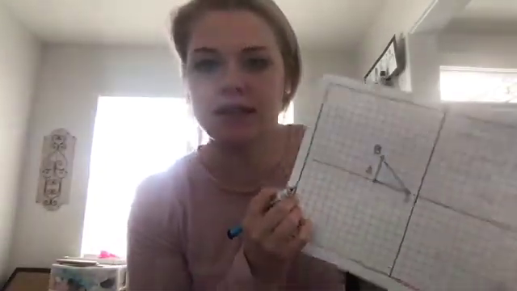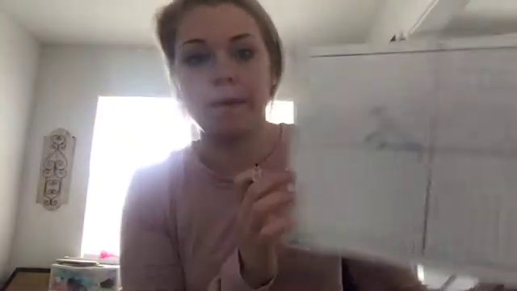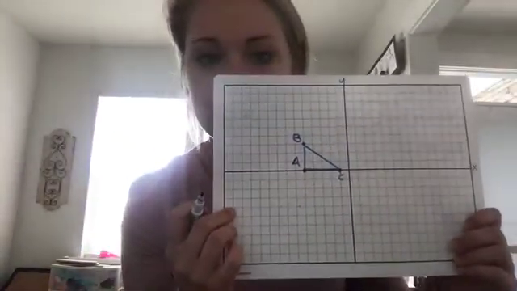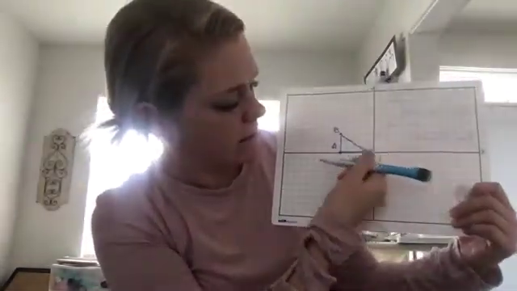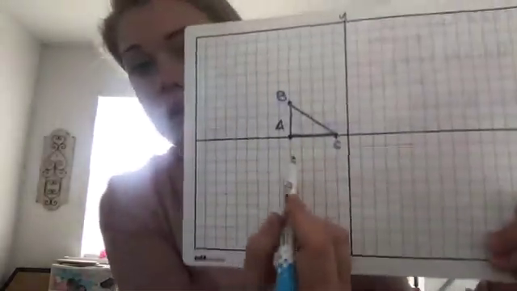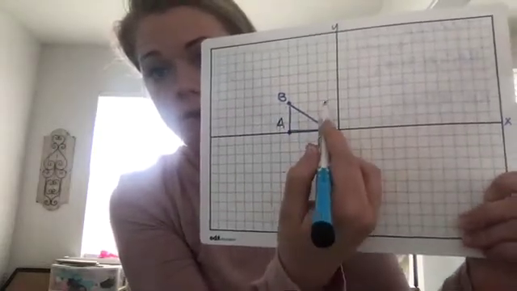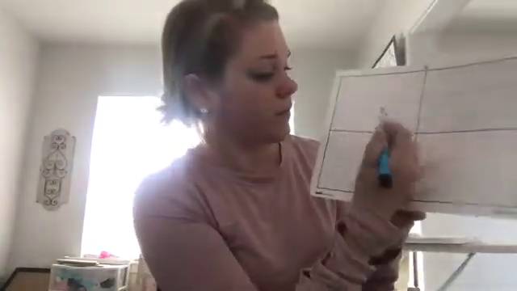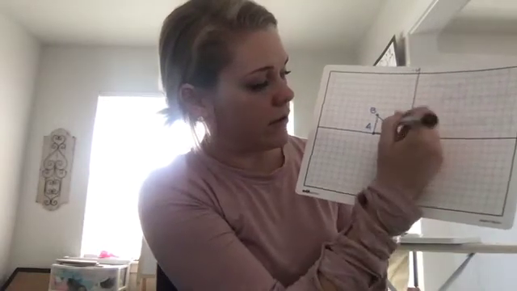It says translate. So translate means I'm going to slide. So I'm just going to go 4 units to the right and 2 units up. So this is my left, this is my right. So I'm going 4 units right and 2 units up. That means every single dot moves 4 and 2, 4 and 2, 4 and 2. So 1, 2, 3, 4, 1, 2. Here is my new A. We're going to call that A prime.